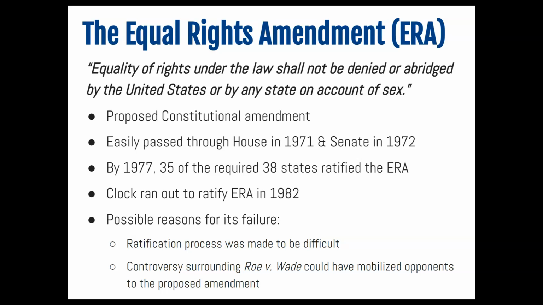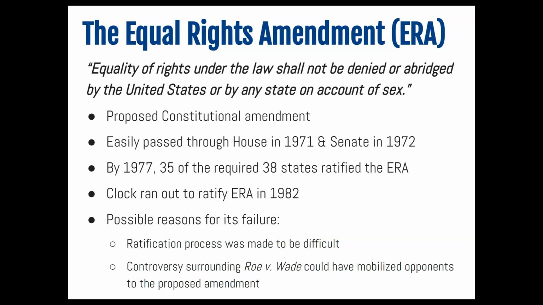It is still introduced today, currently, but the closest it got to passage was in the 1970s. It easily passed through the House in 71, the Senate in 1972, and 5 years later, 35 of the required 38 states had ratified the ERA. Unfortunately, the clock ran out on the ERA, and in 1982, it expired and ultimately failed to be ratified by the required number of states for it to be added to the Constitution.